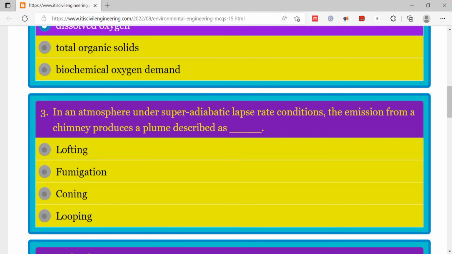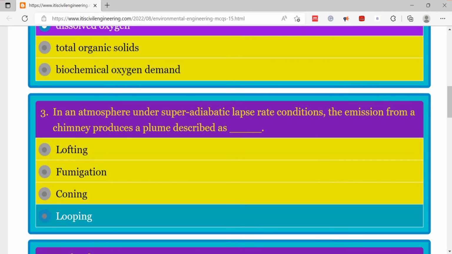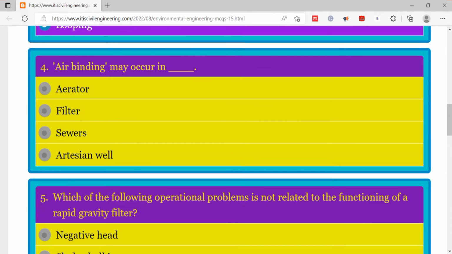In an atmosphere under super adiabatic lapse rate conditions, the emission from a chimney produces a plume described as looping. I'll repeat it again. In an atmosphere under super adiabatic lapse rate conditions, the emission from a chimney produces a plume which is described as looping. Air binding may occur in filter.